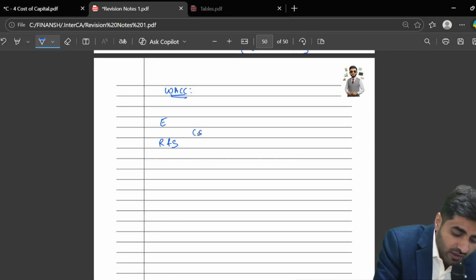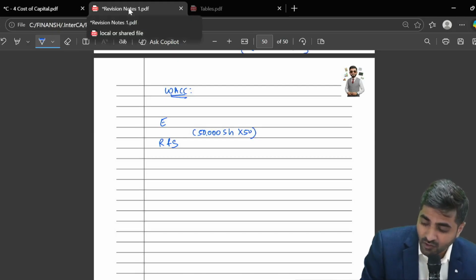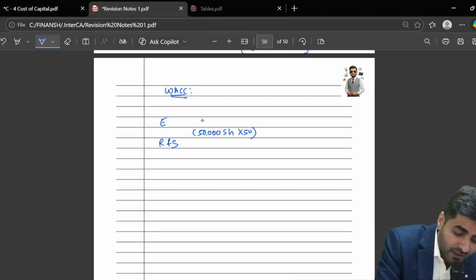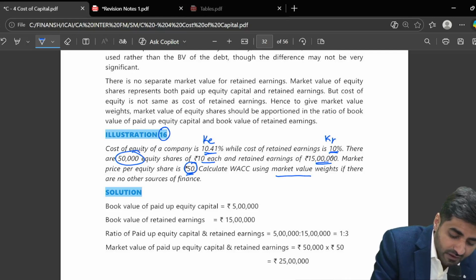So what will I do? I will take 50,000 shares and multiply that by 50. Will that give you the market value of equity? Yes or no? Yes, sir. Can you please give me the market value of equity? 25 lakhs. And they have told you that the retained earnings is 15 lakhs.